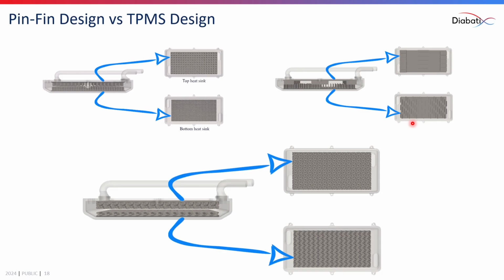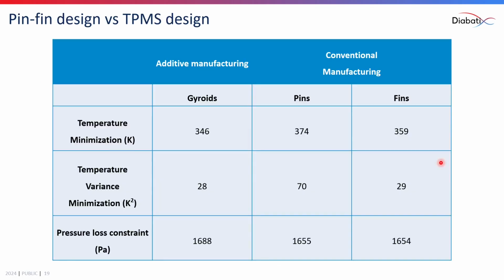One of the interesting things is that because these TPMS designs are fully self-supporting, they can be easily manufactured with additive manufacturing processes. Now, having said that, let's try to understand the overall performance, or the comparison between pin designs and TPMS designs. Here is a chart that shows the comparison between both of these designs. In the case of TPMS designs, the temperature minimization was the best that we achieved in comparison to pin designs.